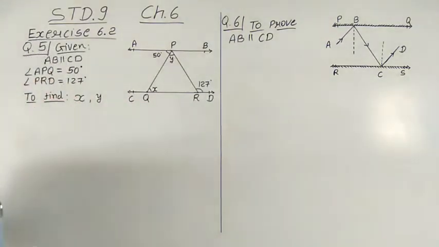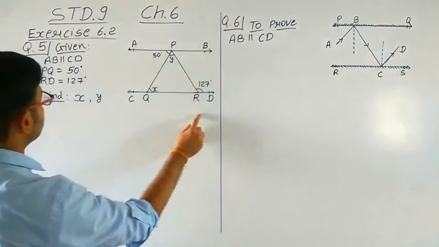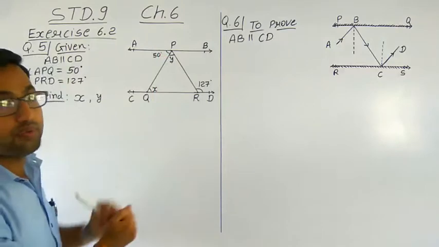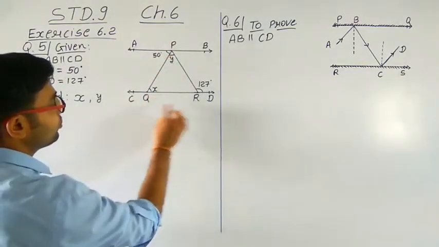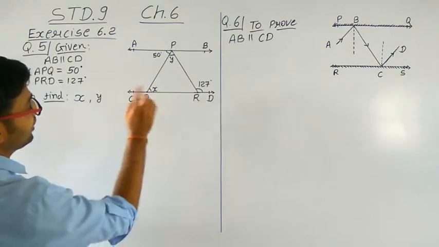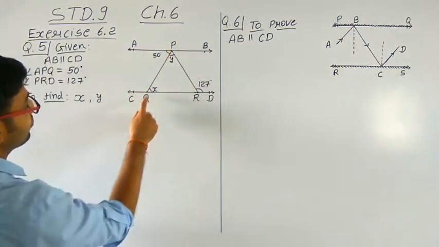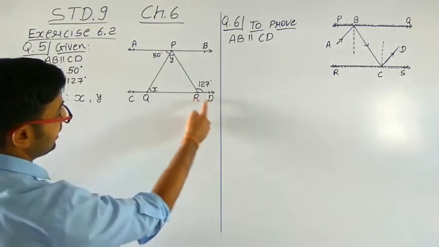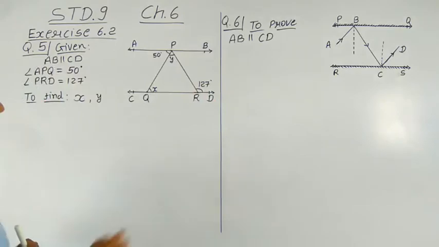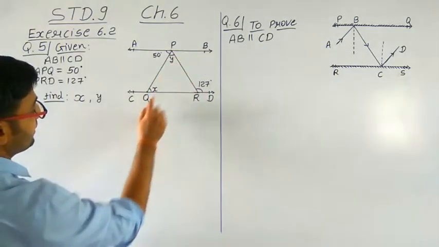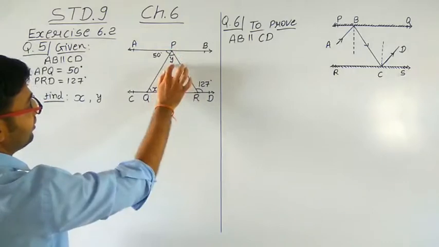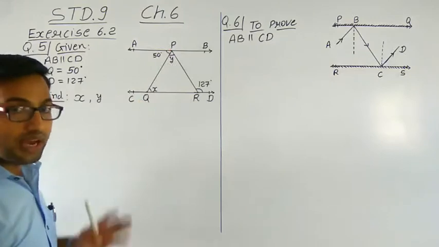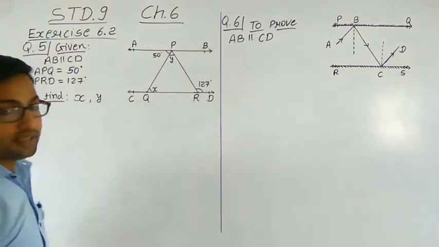So see, first of all understand the diagram. These two lines AB and CD are parallel that we have given. There is a triangle in between the two parallel lines. The triangle is PQR. One of the angles, this APQ, we have given that is 50 degrees. One another angle, that is PRD, that is 127 degrees. Here is the angle Y, that is QPR, and here is the angle X, that is PQR. We have to find out both the values X and Y.